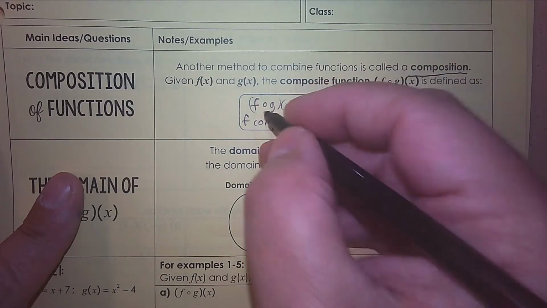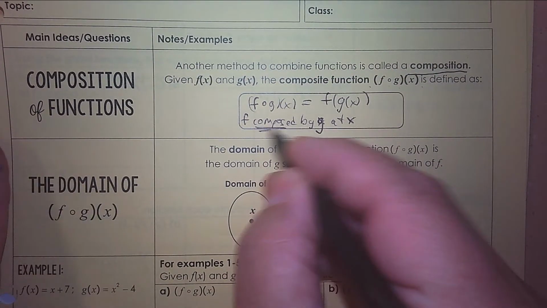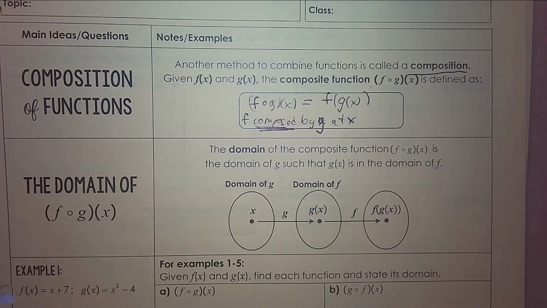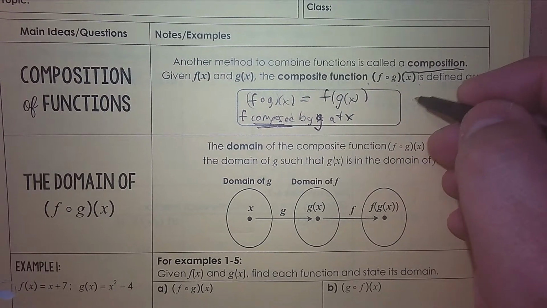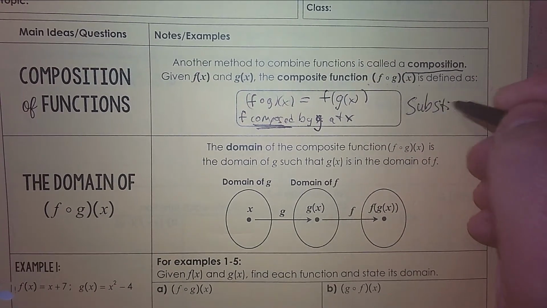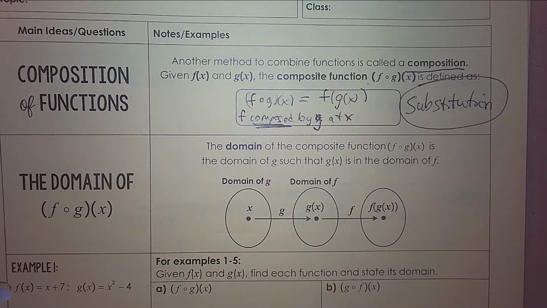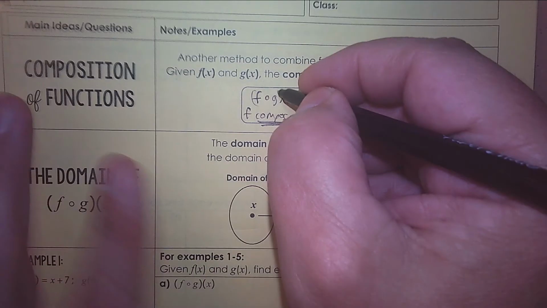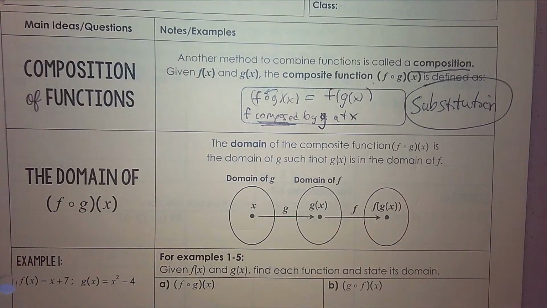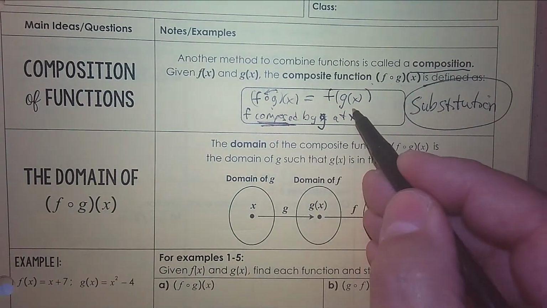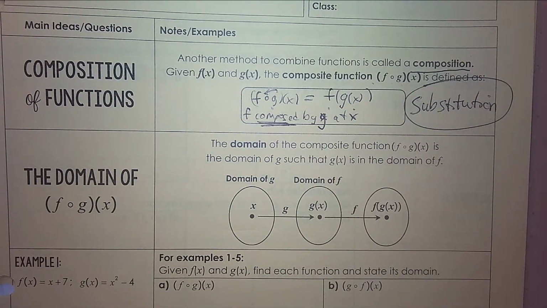So when you see that little circle, what word do we use? Because the other signs were adding, subtracting, multiplying, and dividing. What's that little circle? Composed by. And this is all it is, a substitution question, meaning that you substitute one inside of the other. Order matters. The second one gets plugged into the first one. Do you see how the second one is inside the first one? So the first one is outside, and the second one is inside.